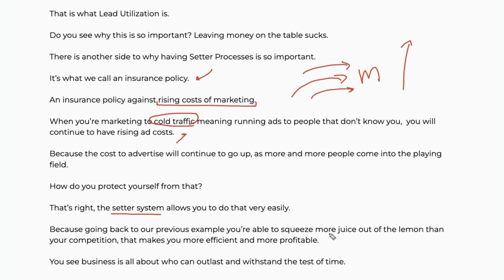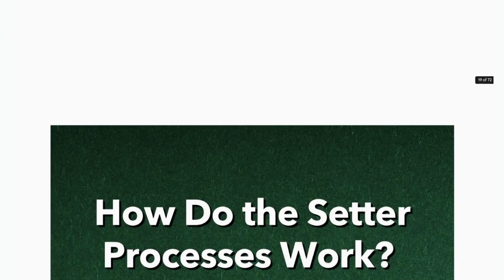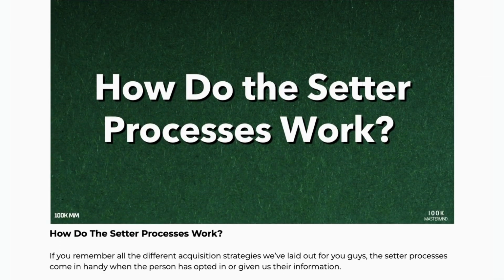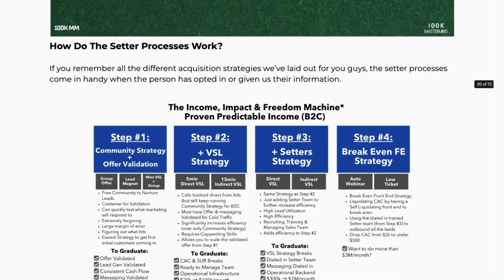So you see, this is how you're going to be able to create a business that outlasts and stands the test of time, because that is the game of business: the person that can survive the most. And so having a set of processes just allows you to squeeze more out of the lemon than your competition, and that is what makes you more efficient, and that is what makes you more profitable. So now that you understand why the set of processes is so important, let's actually talk about how the set of processes actually works. Okay.